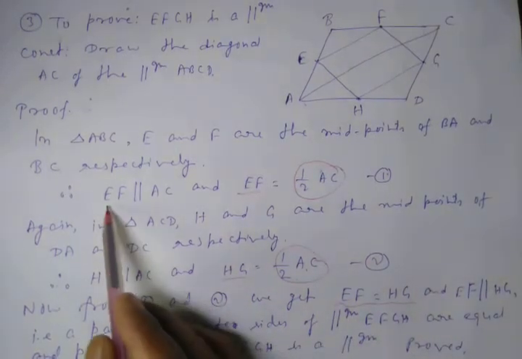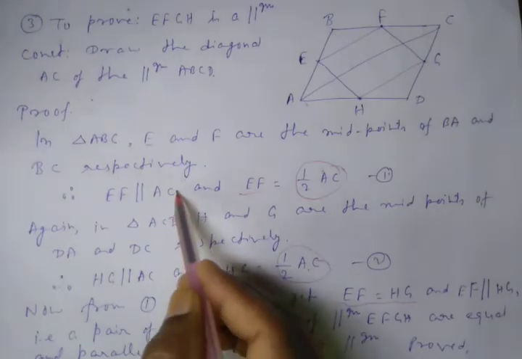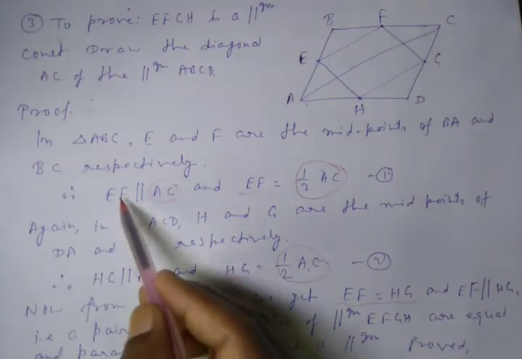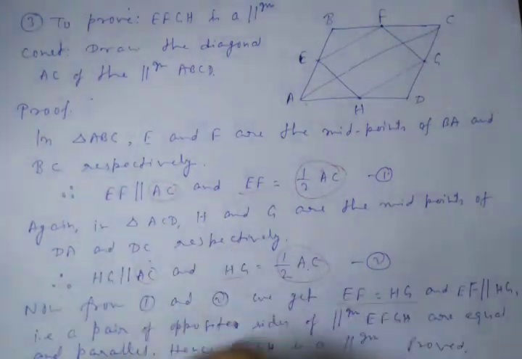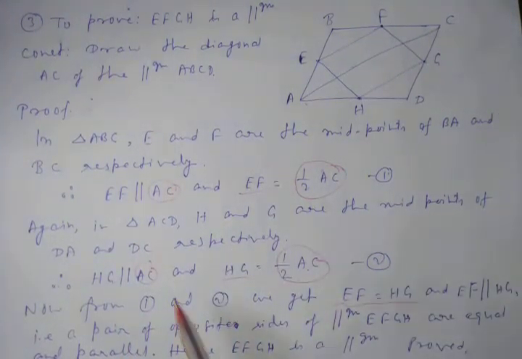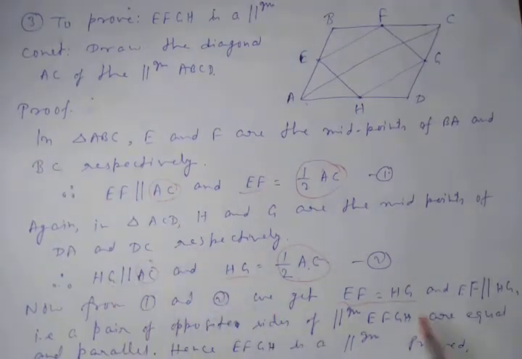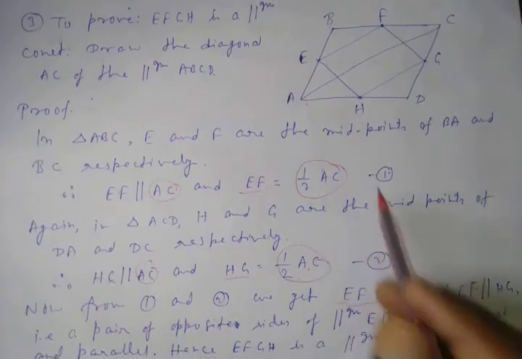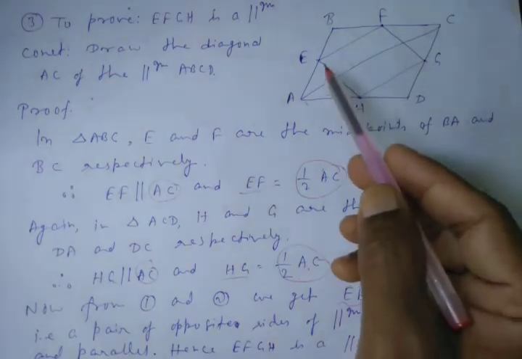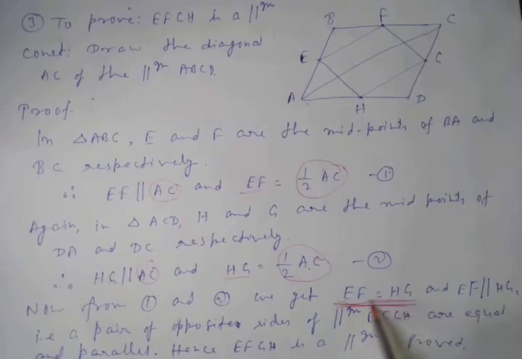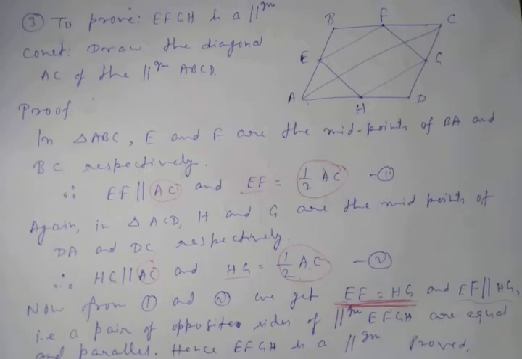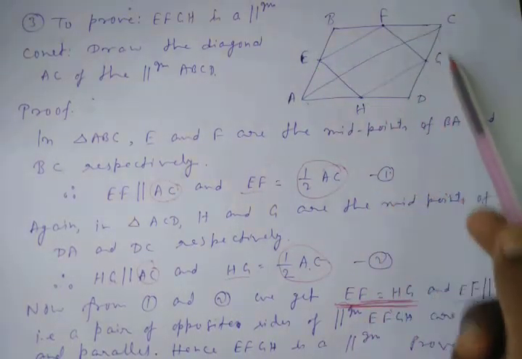And next, EF is parallel to AC, and HG is also parallel to AC. That is, these two lines are parallel to the same line AC, so these two will also be parallel to each other. This is also a property. So EF and HG are parallel. Now in the quadrilateral EFGH, we have proved that one pair of opposite sides is equal as well as parallel. So when you show this, you can say that this figure is a parallelogram.